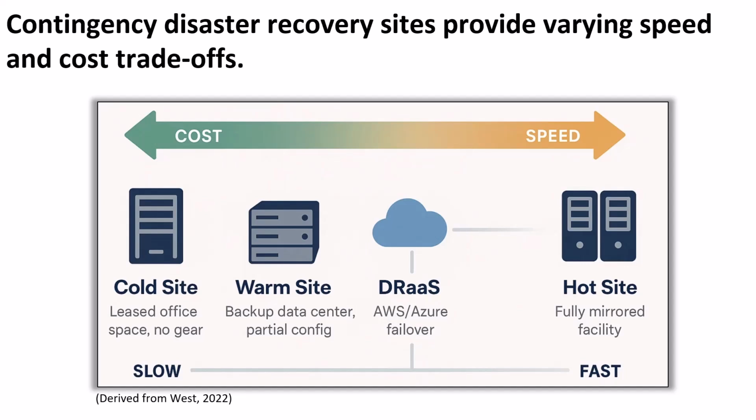DRaaS, or Disaster Recovery as a Service, uses cloud platforms like AWS or Azure for scalable, often lower cost recovery, but it depends on a solid network connection. A rule of thumb: the faster the recovery, the higher the cost, unless you use flexible cloud solutions. Even the best recovery site is useless without reliable power, so power management is critical.